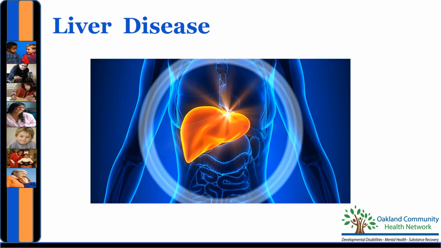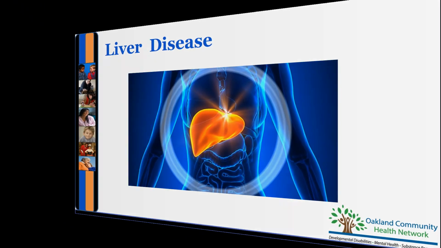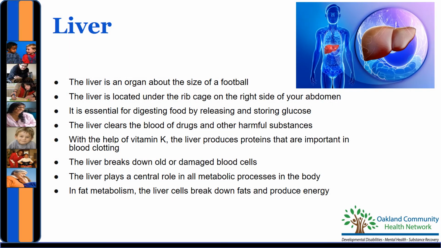Liver disease. The following slides will discuss the process of liver disease. The liver is an organ about the size of a football. It is located under the rib cage on the right side of your abdomen. It is essential for digesting food by releasing and storing glucose. The liver clears the blood of drugs and other harmful substances.